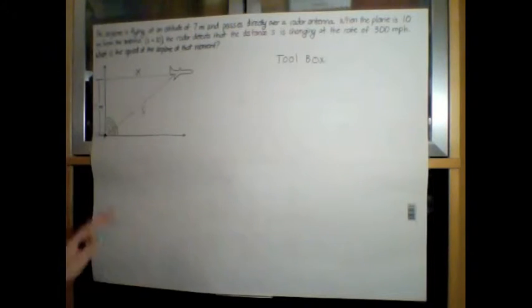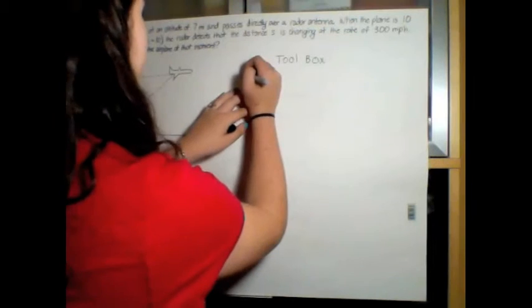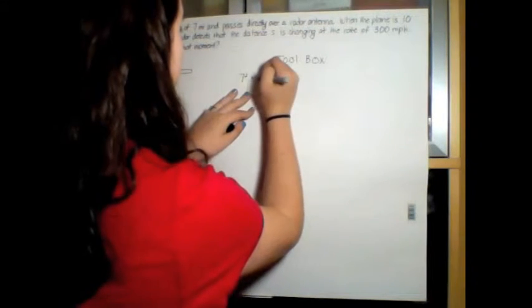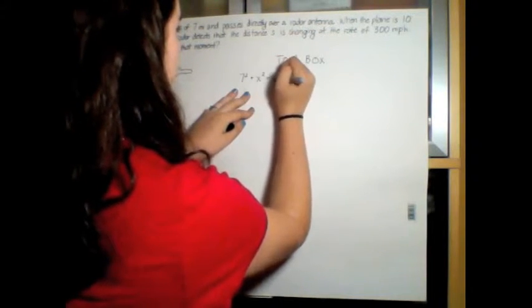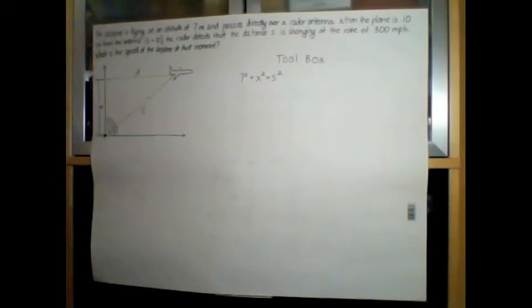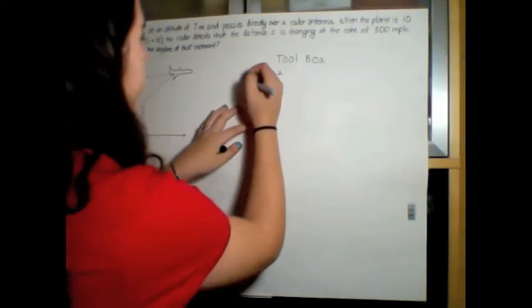Okay, so the diagram from the book is here. You have to think about what you know first of all. So you know that since this is a Pythagorean triangle, 7 squared, or the altitude, plus x squared, or the leg, equals s squared, or the hypotenuse. So we write that in here. And then we also know what the question gave us, which is that ds/dt equals 300 miles per hour when s equals 10. So we write that in our toolbox also.